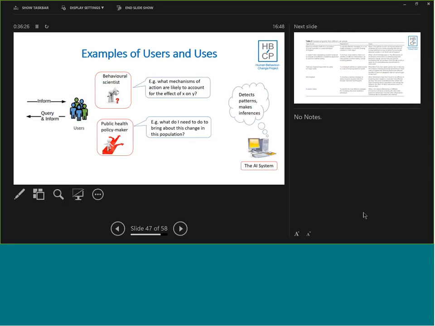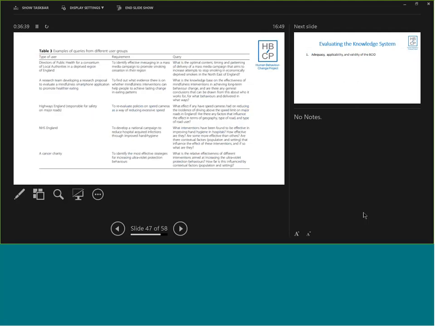hundreds of people who are interested in this, and we're building up panels of different kinds of users that we hope to engage in our work as we get more developed. So do sign up if you're interested.